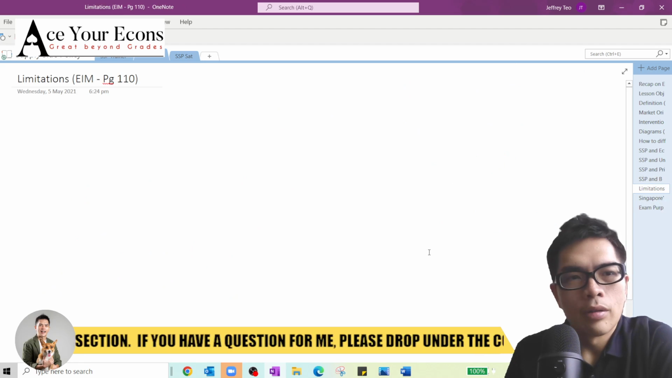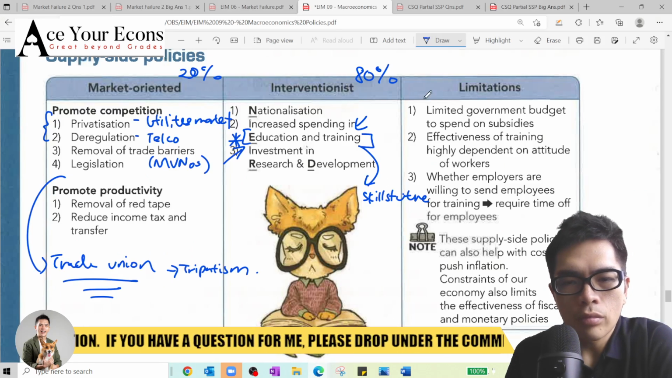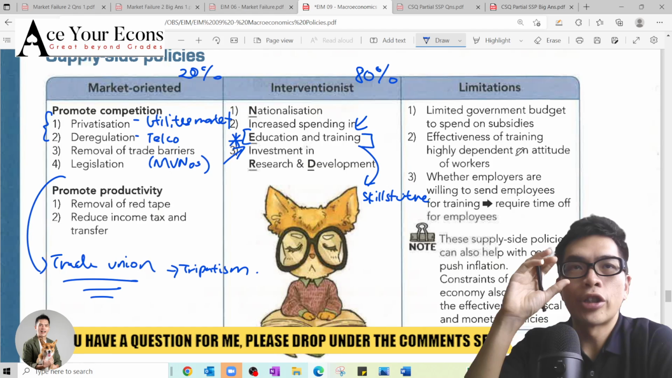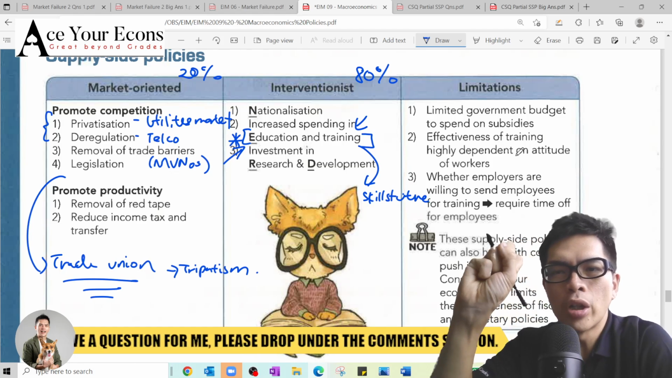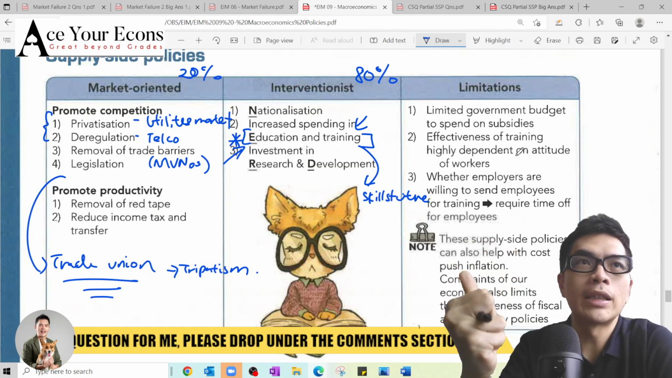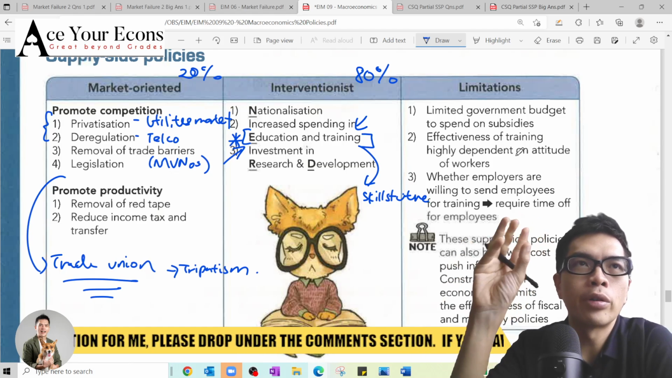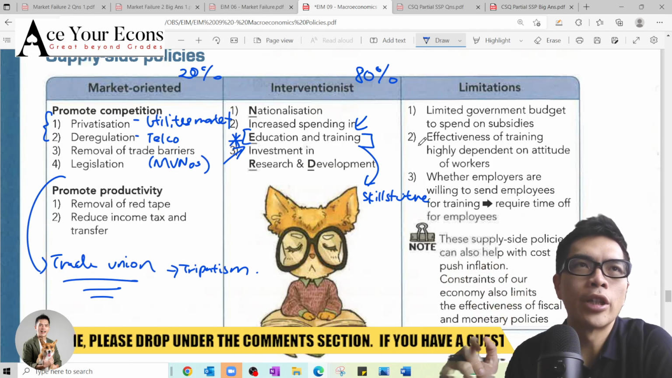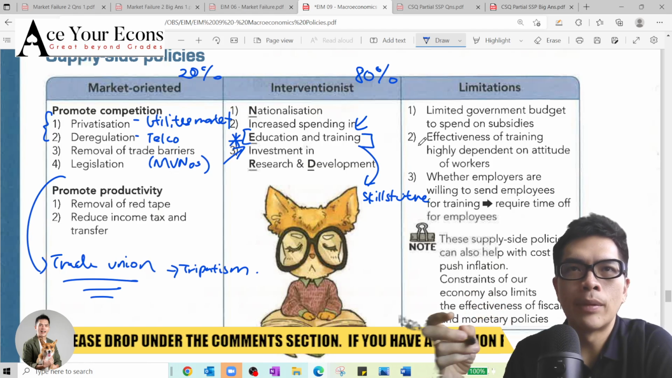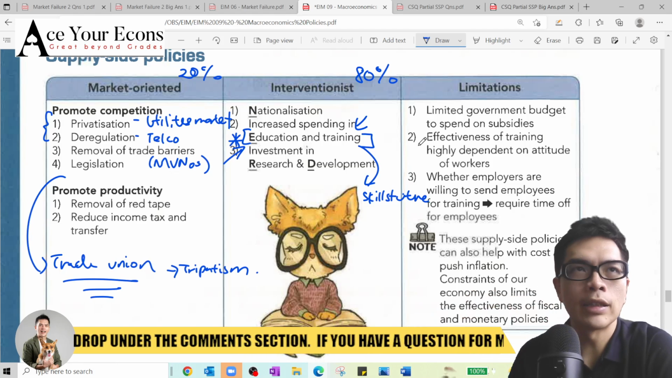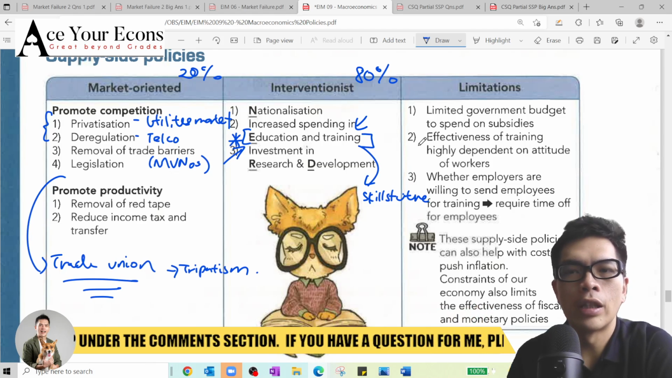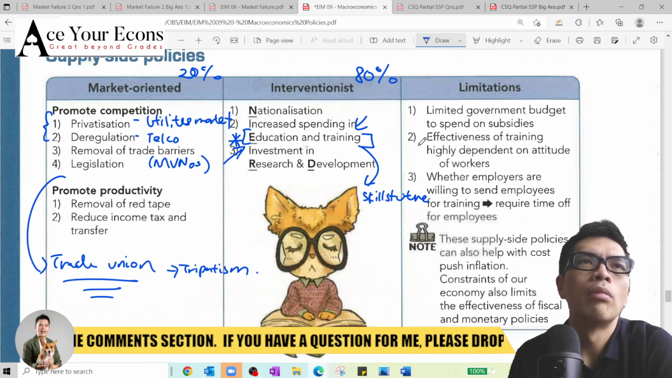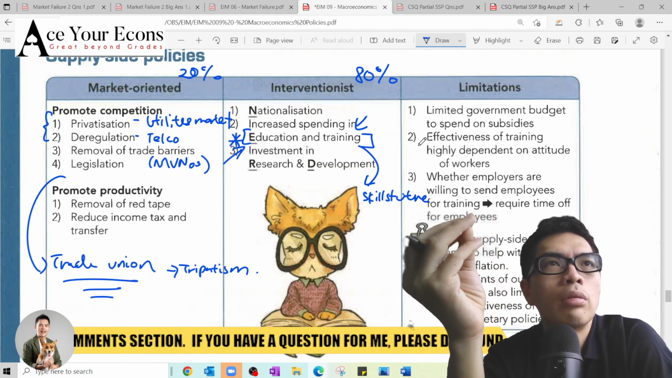Alright, limitations. Page 110. There are a lot of limitations here. Some of the limitations that you bring in, make sure you elaborate on them. One of the biggest issues is that students fail to elaborate. For instance, one of the most highly abused limitations is number 2. Some of the students simply sign off with, supply side policy is highly dependent on the effectiveness or the training or the attitude of workers. Full stop. So what has it got to do with the goal?